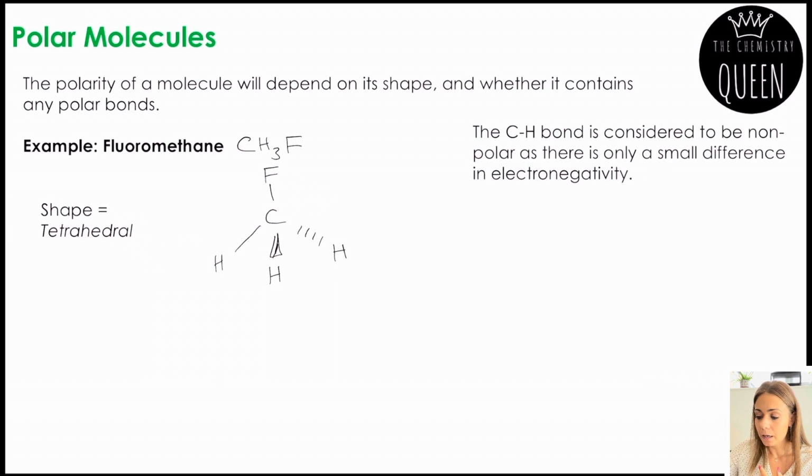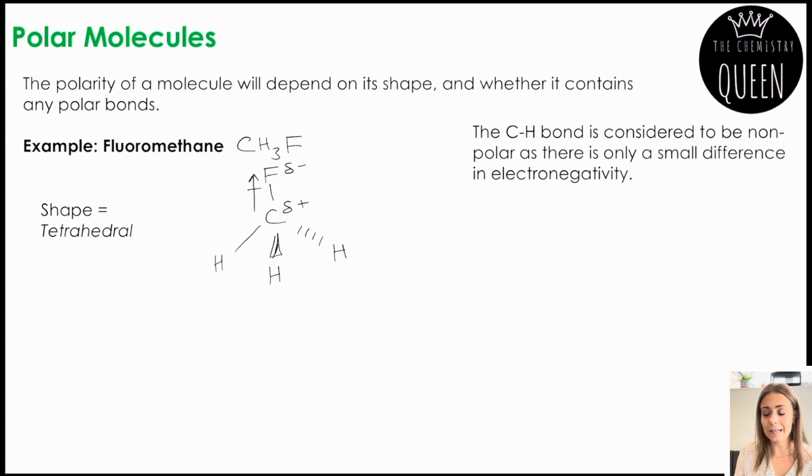Now, it's really important that you remember that the carbon-hydrogen bond, even though they're different atoms, we consider it to be non-polar. And this is because there's only a really, really small difference in electronegativity between carbon and hydrogen. So the carbon-hydrogen bond is always considered non-polar. So try and remember that. So there's only one polar bond within this molecule, and it's the carbon-fluorine bond. Fluorine is the most electronegative element of the periodic table, so that's obviously going to be delta negative, carbon delta positive. Now, if I'm going to draw the dipoles on this time, there's only going to be one, and it's going to point up towards the fluorine.